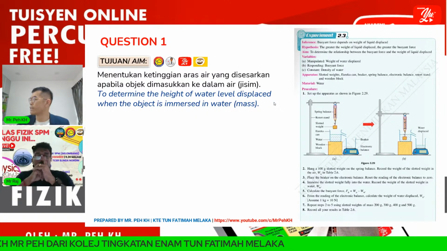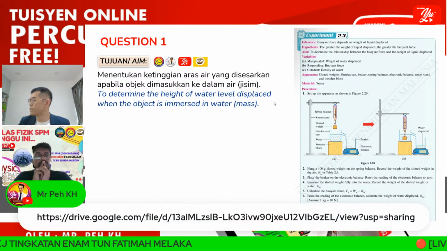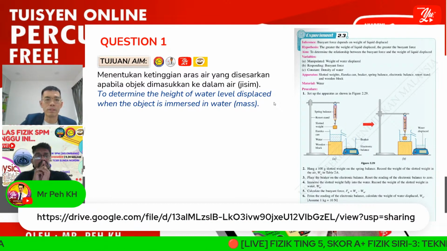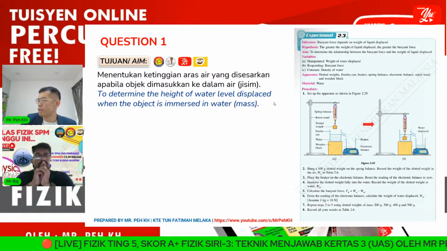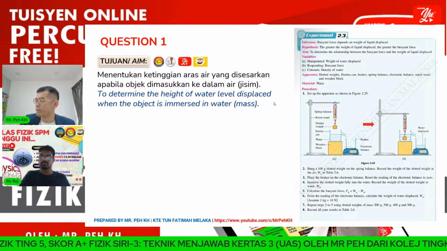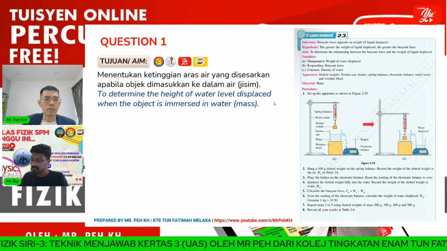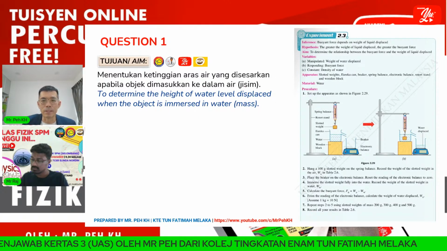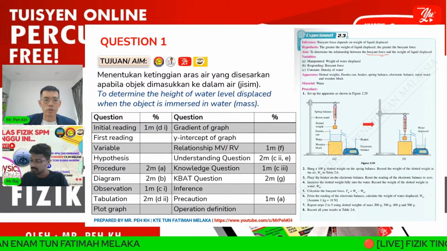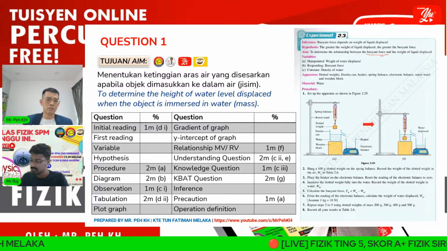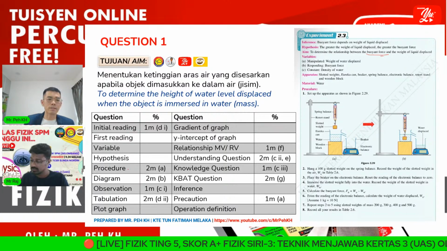Okay, so the worksheet you can get through the link I sent earlier. Students, you can prepare or print out the worksheet for today's discussion through the link I provided here, so that you understand what I'm talking about. Okay, so here the height of water level displaced is related to the buoyant force. Okay, so the question here, 1 mark is related to initial reading. 2 marks, procedure.